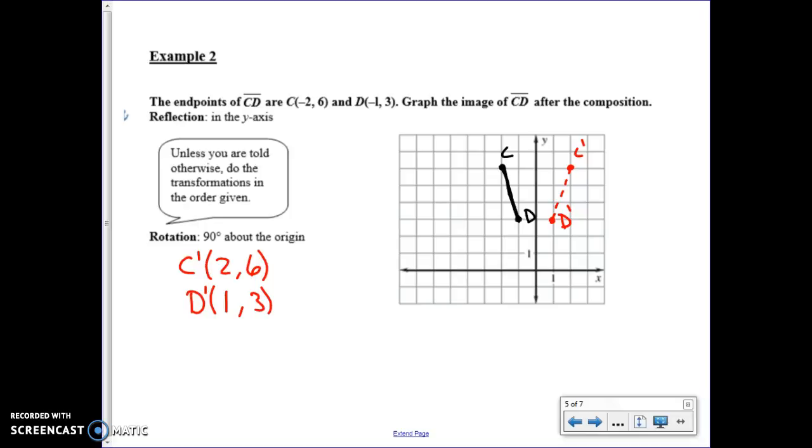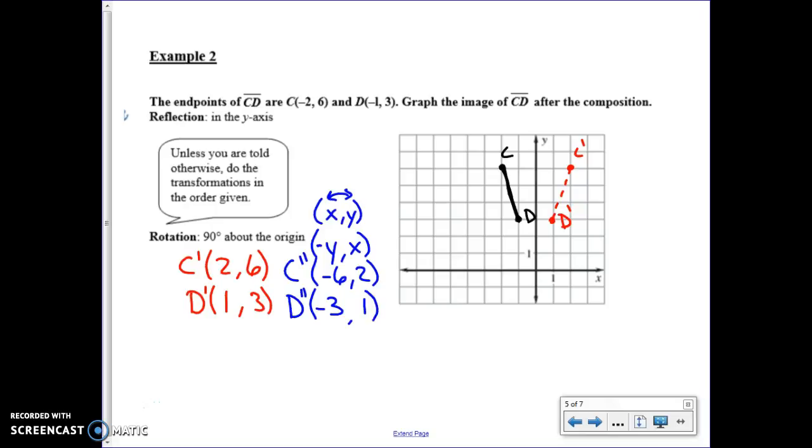Now I want you to remember when we're looking at our rotation of 90 degrees, when we used our rotation rules, we switched their places and then we made the first one the opposite. So y, x, and we make the first one the opposite. So for C double prime, we'll switch their places and make the first one the opposite. For D double prime, switch their places and make the first one the opposite. So we'll go ahead and plot that as well.